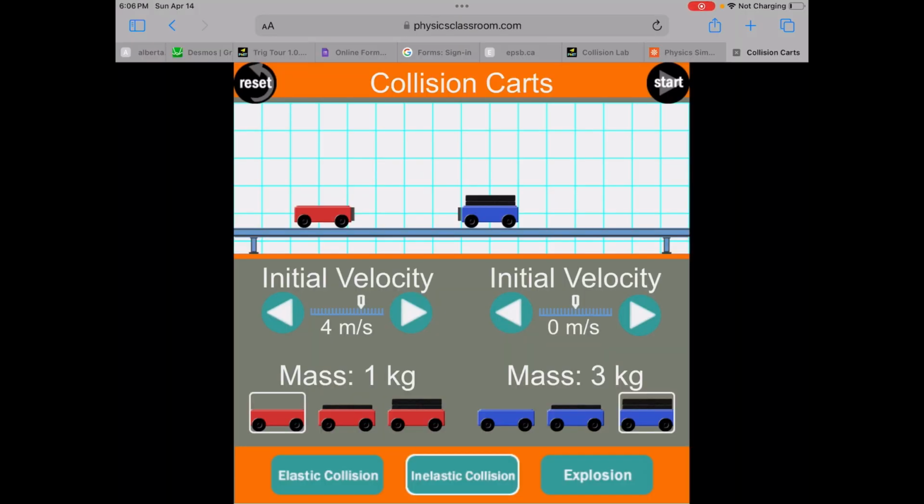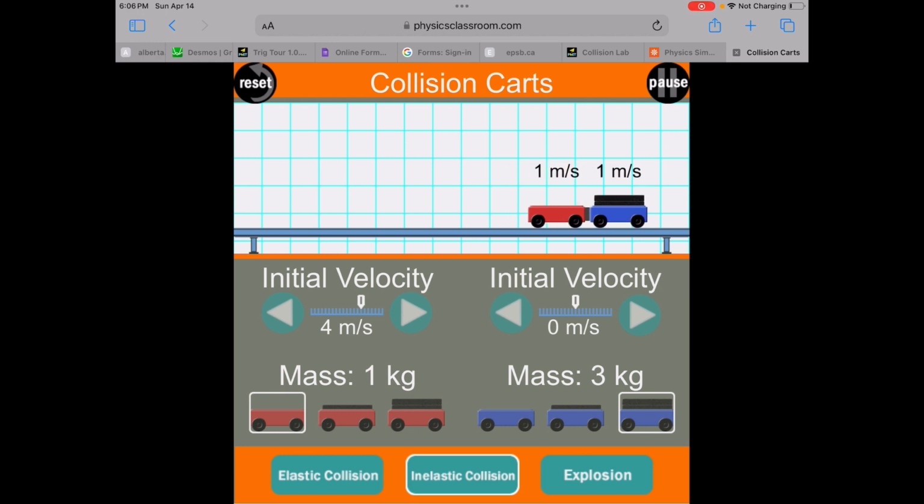It's essentially this situation here, right? Red cart, 4 meters per second, mass 1 kilogram, so 4 kilogram meters per second of momentum. Blue cart, at rest, no momentum. So it comes in, boom. Now they move together, so total mass moving is 4 kilograms. To keep there being the same amount of momentum, they both slowed to 1 meter per second, 1/4 the velocity they had before. Cool, right?